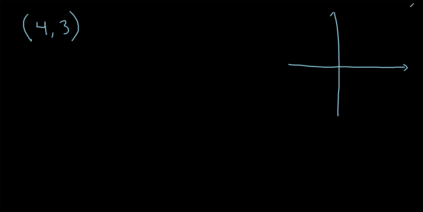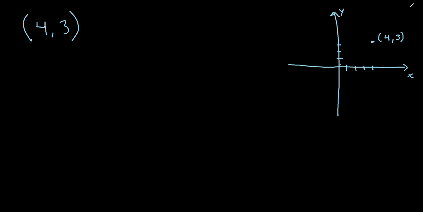So if we've got our x-axis here and we have our y-axis here, the point 4, 3, the 4 represents the x. So 1, 2, 3, 4, and the value 3 represents the y value. So we'll go up 3. So the point 4, 3 would fall right about here. Now, let's go ahead and label that 4, 3.